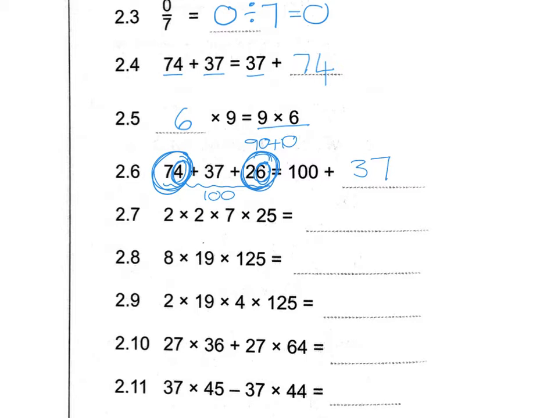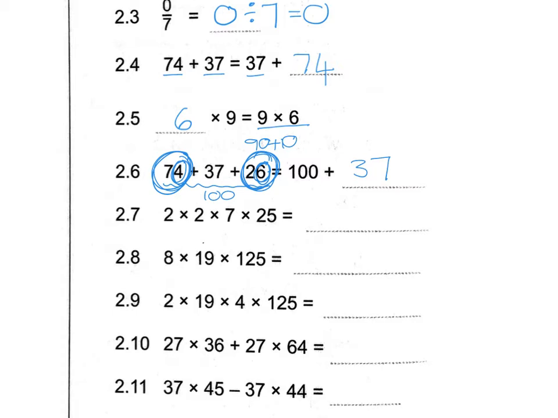If I'm going to do this, and I have to work it out step by step, I'm going to do 2 times 2 is 4, and then I'm going to do 4 times 7, and that's going to give me 28, and then I have to work out 28 times 25, which your teacher can't do in her head. So then it takes you to long multiplication, which we're trying to avoid best we can.